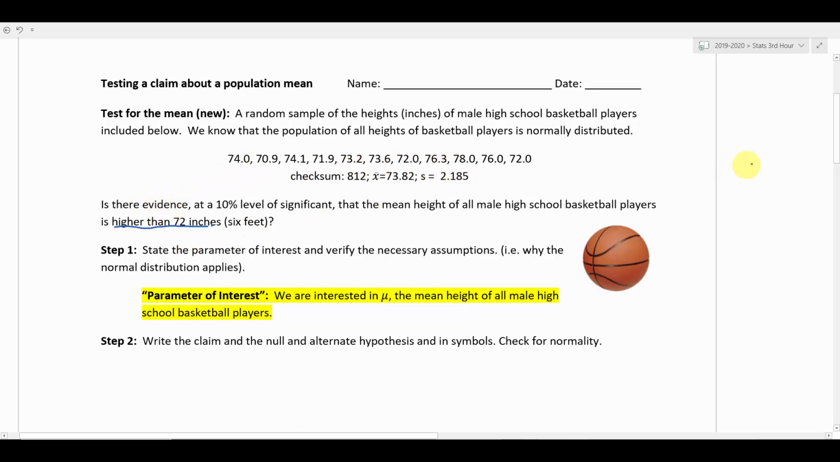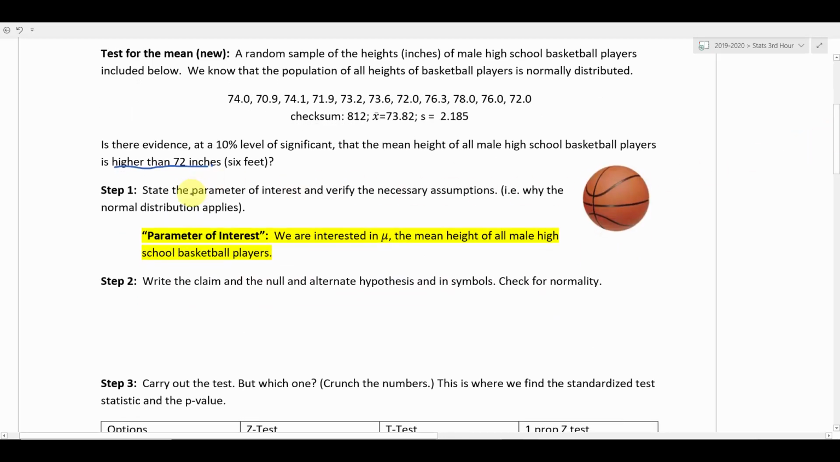All right, so we're going to start the hypothesis test. We're going to start with step one here, which is just to state the parameter of interest and verify our necessary assumptions, i.e. why the normal distribution applies. And we kind of already talked about that. We know that the normal distribution applies because the original population was normally distributed. We didn't have a sample that was greater than 30, but the original population was normal, so we're good there.